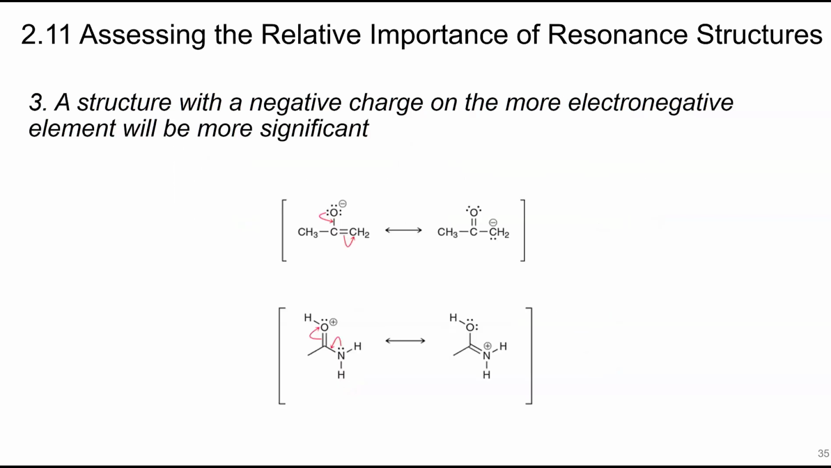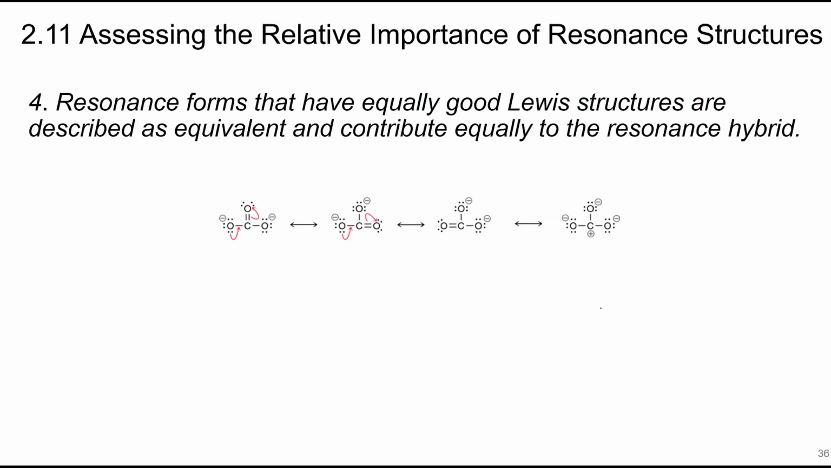And then the structure with a negative charge on the more electronegative element will be more significant. So this is a major. Oxygen would rather carry the negative charge over carbon. And nitrogen would rather carry the positive charge over oxygen. So nitrogen, because it is less electronegative, will be better at holding the positive charge over oxygen. So this is minor. Resonance forms that have equally good Lewis structures are described as equivalent and contribute equally to the resonance hybrid. So these are all equal contributors because they're all good.